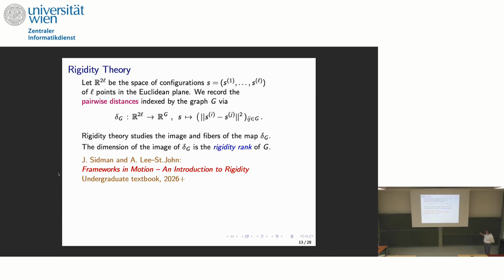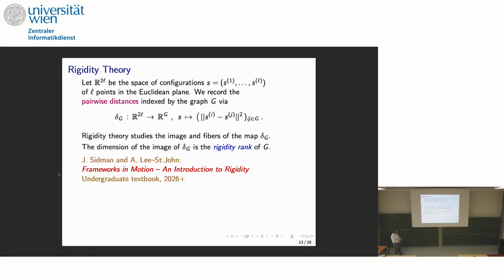And I have a graph now, and I'm going to record pairwise distances according to the graph. I have a distance measurement function, delta G, that takes L points in the plane and records in a long vector the squared distance for any pair of points. And I'm going way too slow.